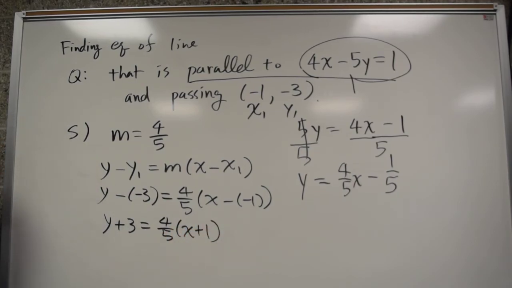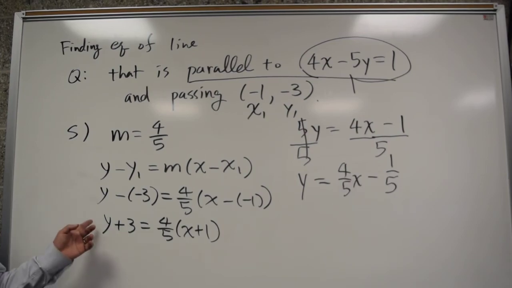Now, if the question asks you to leave it in point-slope form, you can just leave it like this. Anyone can solve this in case you have to do the slope-intercept form, right? Okay, so let's leave it like this. Any questions on this one?